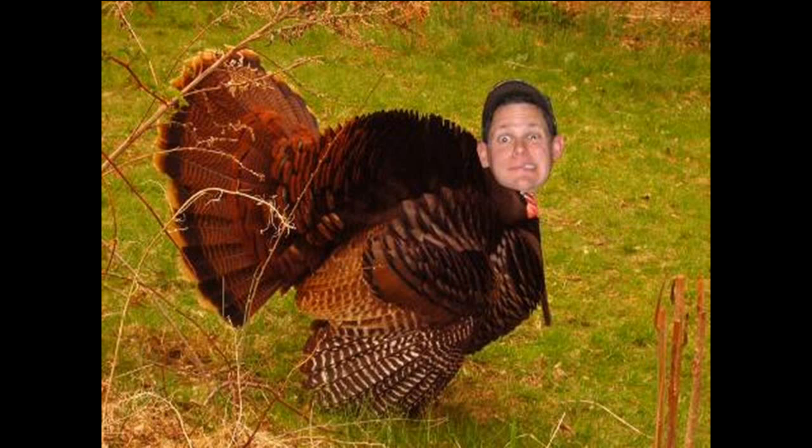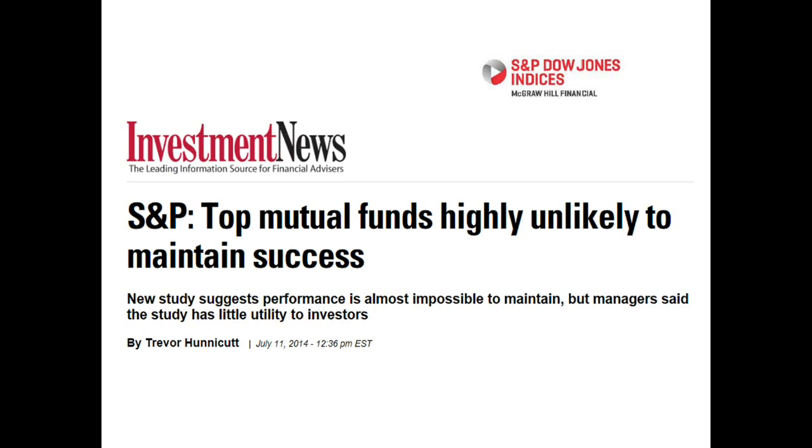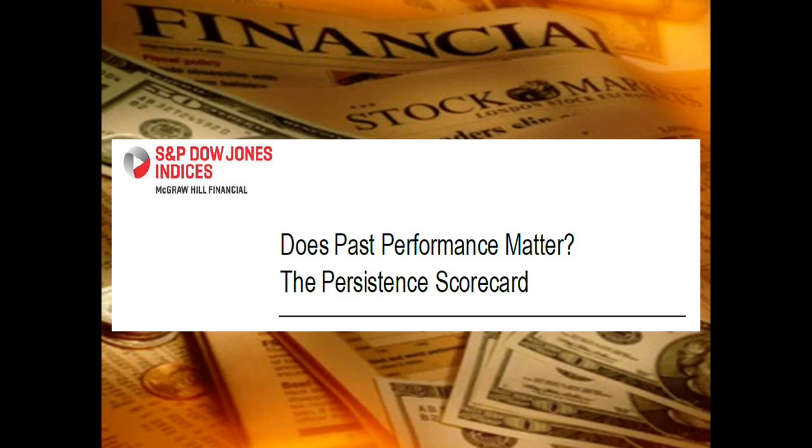Well, we can preach this all we want, but now there's actually a report available to you in the materials section of your control panel, which will validate this with numbers directly for your clients. I found the report from this article in Investment News. It says the top mutual funds are highly unlikely to maintain their success. The report in the materials section of your control panel is from S&P Dow Jones Indices, and it's entitled, Does Past Performance Matter? The Persistence Scorecard.